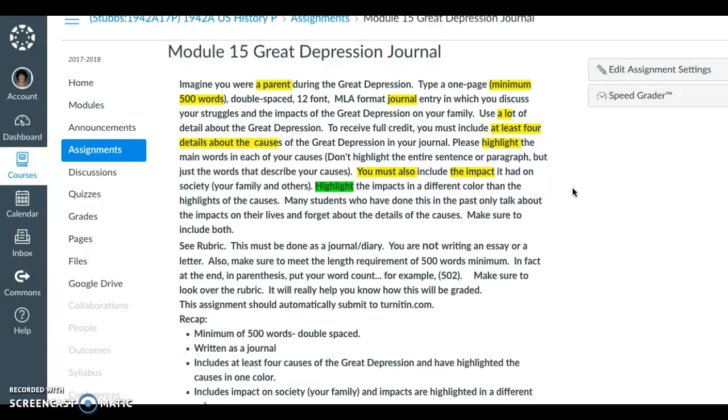So make sure you have at least 4 causes written in a journal form for the Great Depression, and then make sure you talk about how it impacted your family or society as a whole. Highlight the impacts in a different color than you highlight the causes. Again, you're just highlighting keywords, as I have done on this paper.